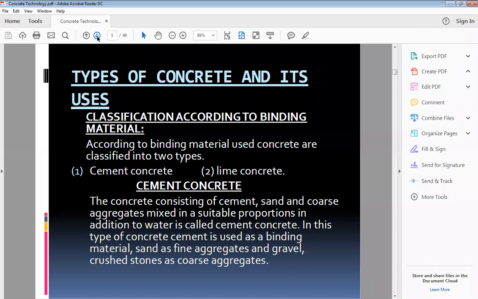If we go deeper into the size classification, how can you examine whether it is fine aggregate or coarse aggregate? For this, we use sieve analysis. The aggregate which passes through the 4.75 mm sieve is known as sand or fine aggregate. The aggregate which is retained on the 4.75 mm sieve is known as coarse aggregate.